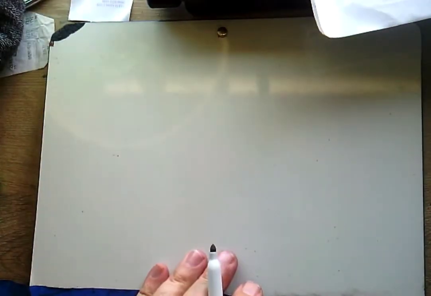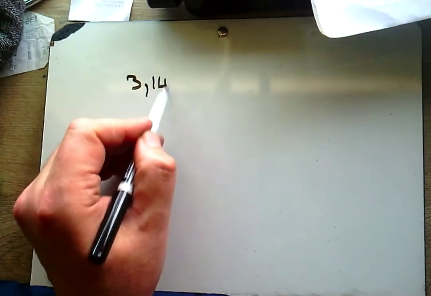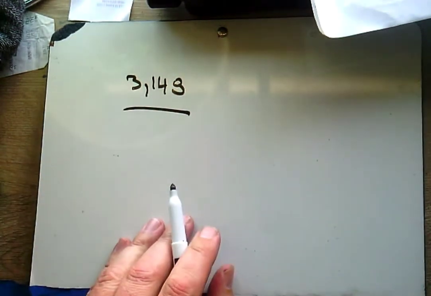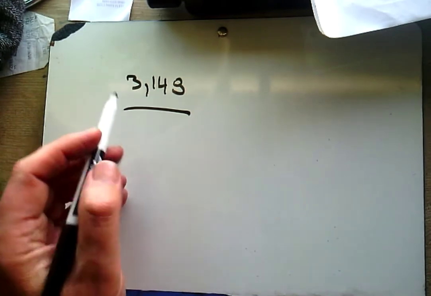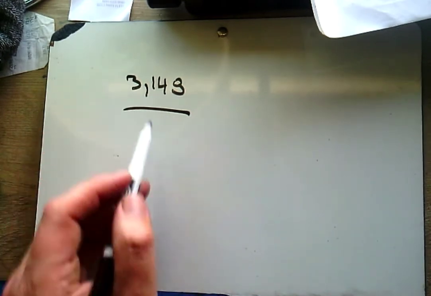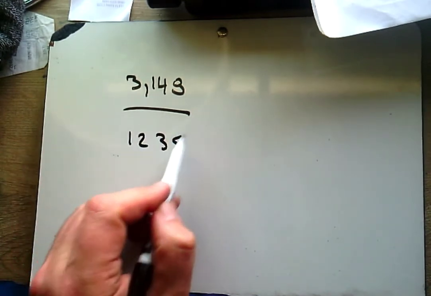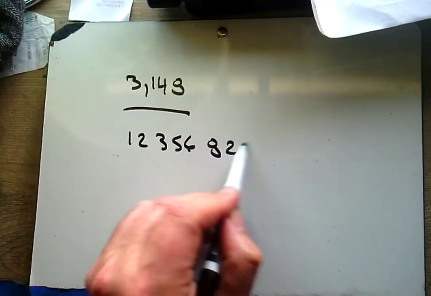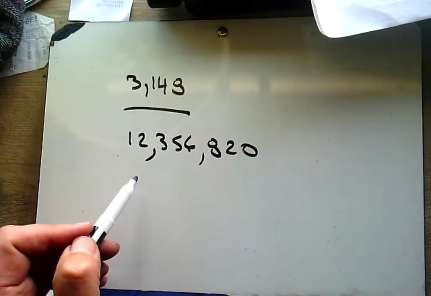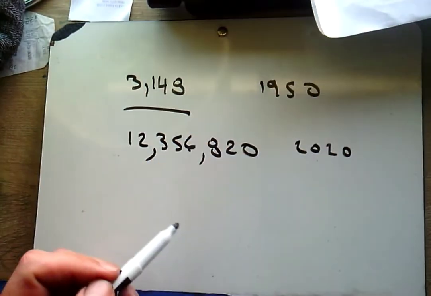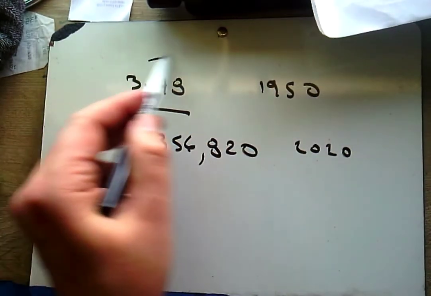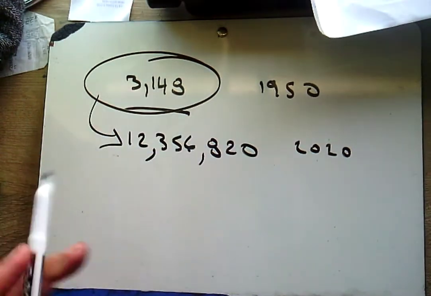Wow. Oh, in 1950, the population of Shenzhen. I mean, can you say village? And then what is it today? 12,356,820 in 2020. In 1950. Things have changed. That town has grown a lot.